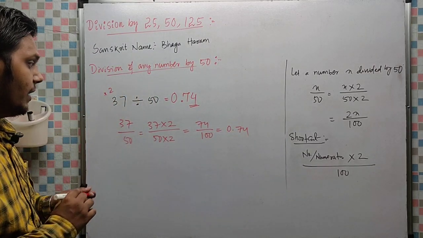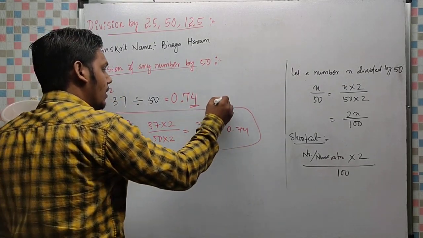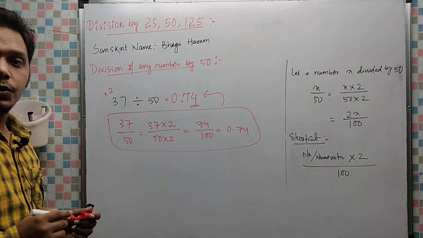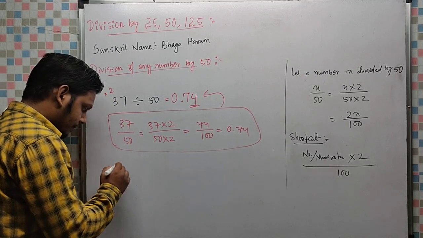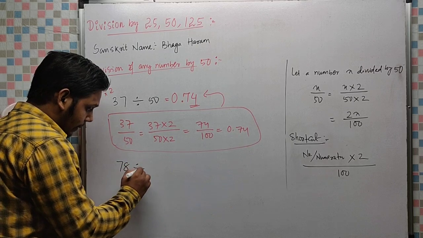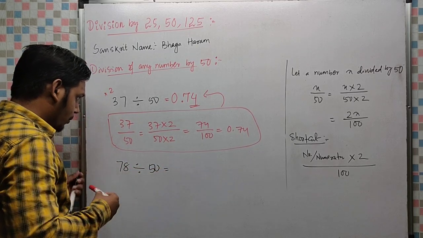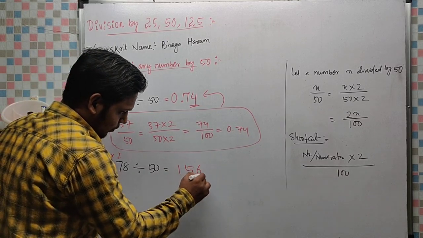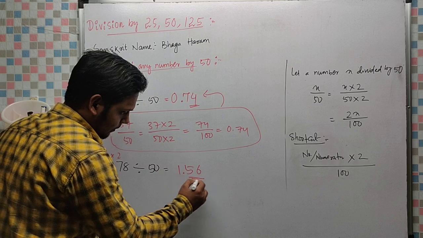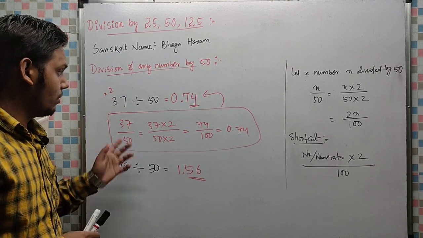So all numbers will be like this. This is the explanation why we are putting the formula. This is the explanation, but directly you have to use the shortcut. Suppose it is given that 78 divided by 50. So now what you have to do, into 2. That means 156. 2 digit you have to count. Here you have to put the decimal. 1.56. This is 2 digit.